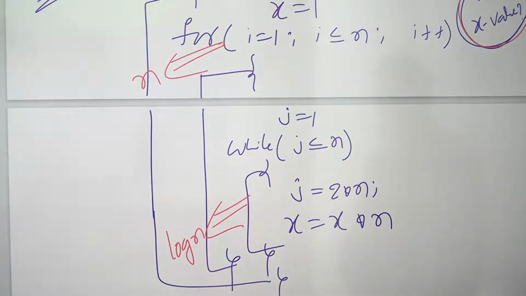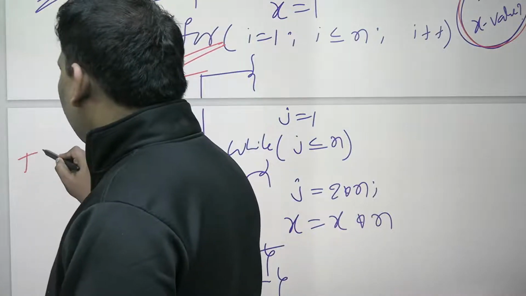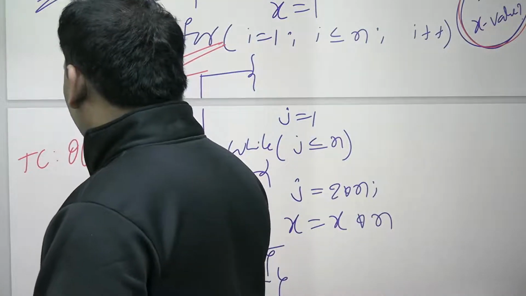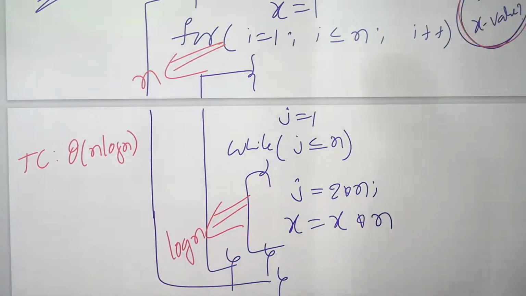Check if any doubt is there. j is equal to 2 into j. So the i loop is n times, the j loop is log n times. Now, time complexity means what? Because of the inner loop, they multiply. So everyone knows the time complexity is n log n, because the inner loops multiply, n and log n.